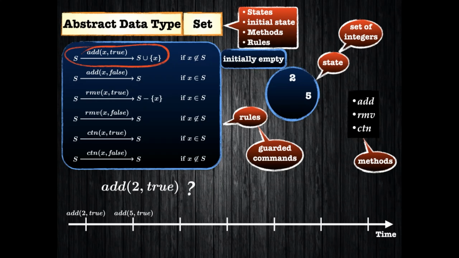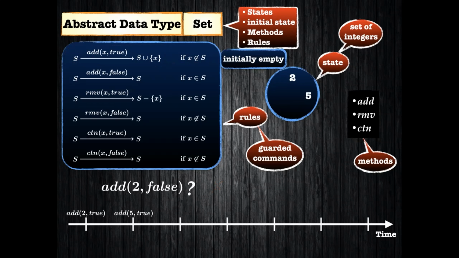So it should not be a member. But if I check the guard, you see that 2 is already a member of the set. So this means that this rule is not enabled. So I cannot put this operation here, because here I am trying to instantiate this rule, and the guard does not allow me to do this. So this means that I just don't add it to the trace.